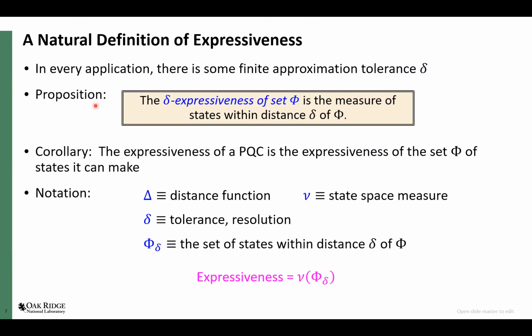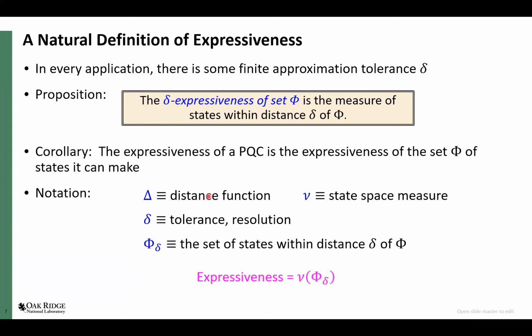So how can we get past that? Well, in every application, there's going to be some tolerance to error, right? So if two states are sufficiently close, then they're effectively the same. So if you can make some target state to sufficient accuracy, that's good enough. So what I propose is to measure expressiveness of a circuit as the measure of states that you can approximate to some given accuracy threshold, or to state another way, the set of states that are within a certain distance of the states that you can actually make.